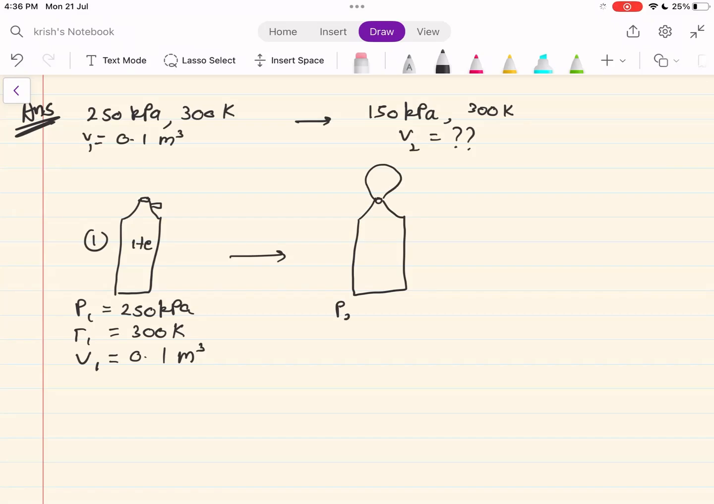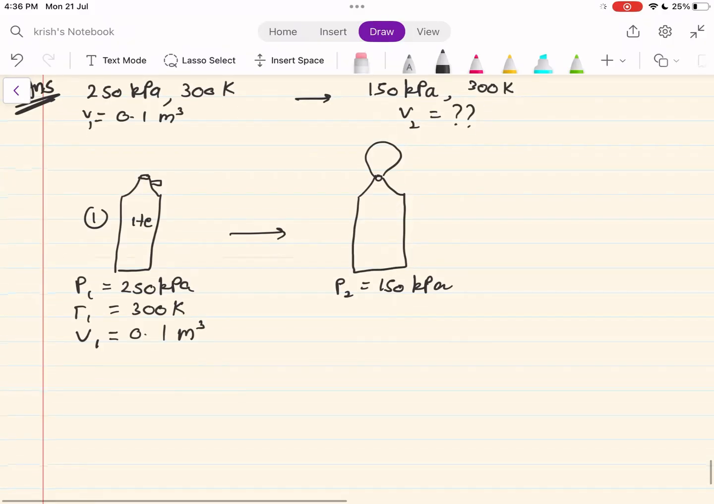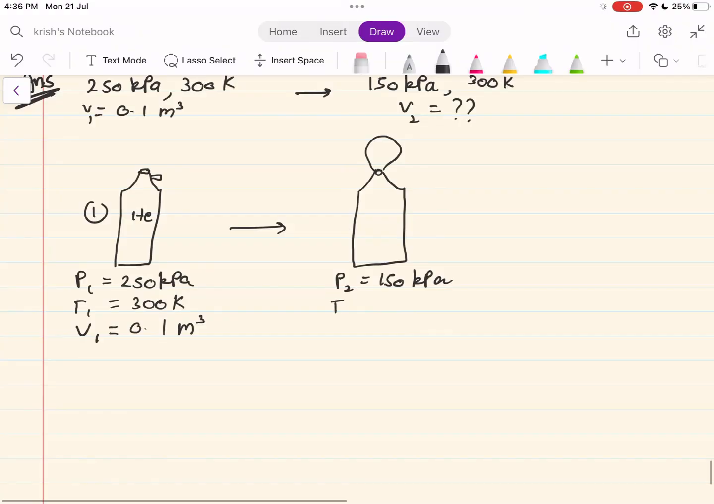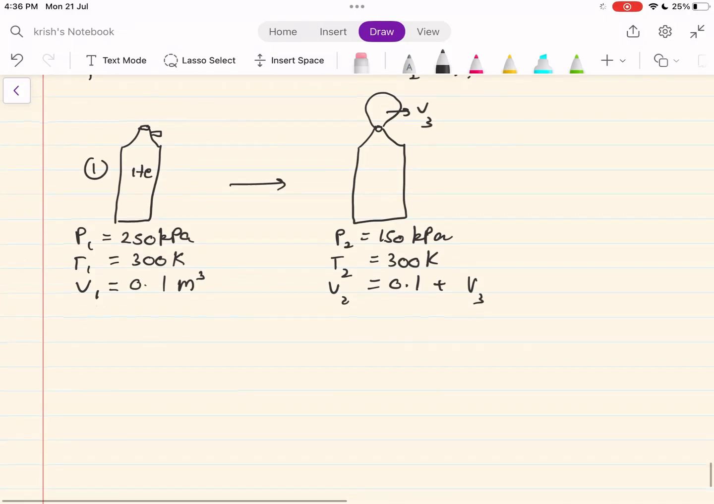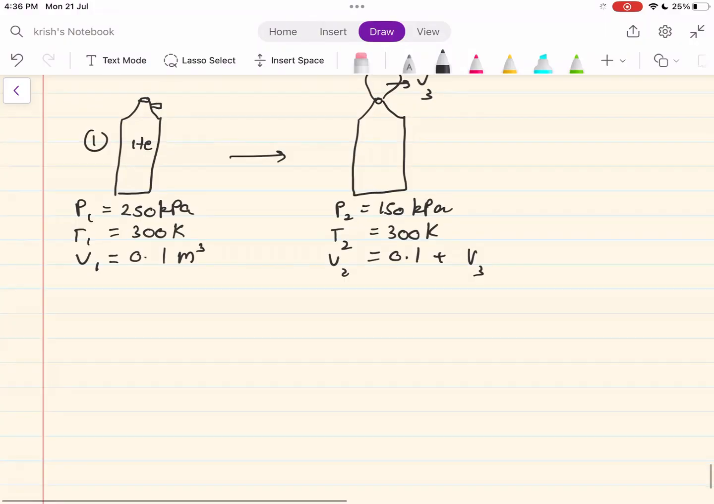Our P2 is 150 kilopascals, which makes sense because some of the air from the tank has gone to the balloon. So the tank itself will not have that much of a higher pressure. T2 is 300 Kelvin, my bad. And V2 is 0.1 plus some unknown term, let us call it V3, where V3 is the volume of the balloon because some air has gone into the balloon. Now we have to find V3.